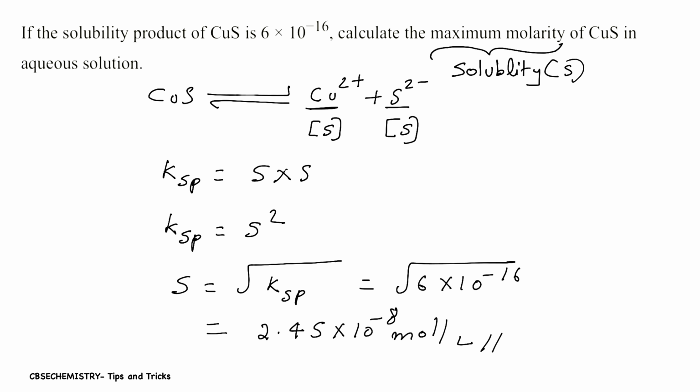Remember, in a question of solubility product, if they ask maximum molarity, what we have to find? We have to find solubility. And we already found solubility for this question, right? 2.45 into 10 raised to minus 8 mole per liter.